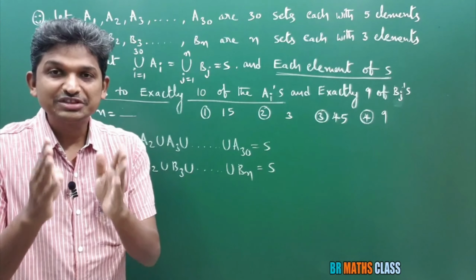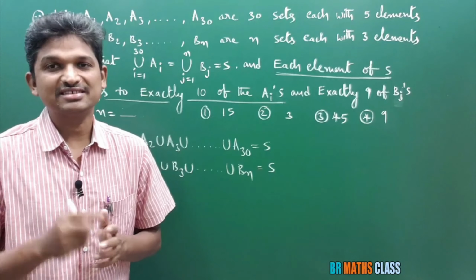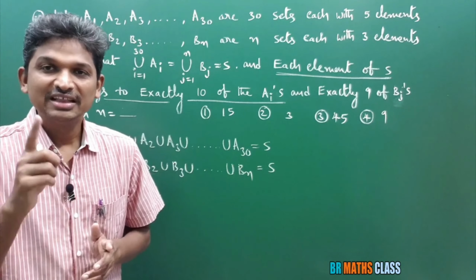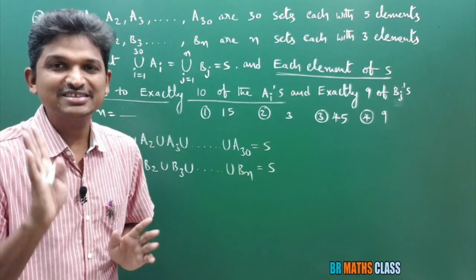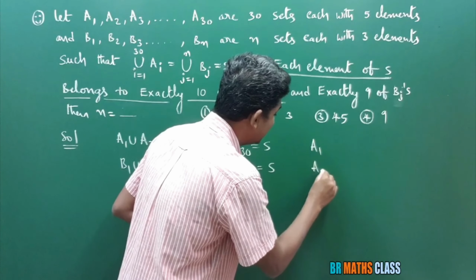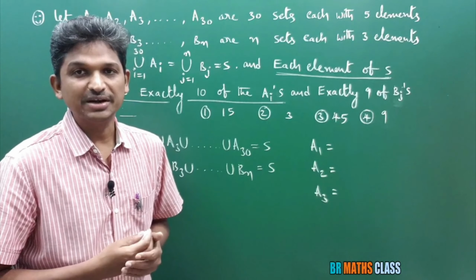And the union of those 3 sets will give you S. And each element of S belongs to exactly 2 of the A_i's. That example I am going to write. Just observe. I am going to take 3 sets now: A1, A2, A3. Each set is having 2 elements.